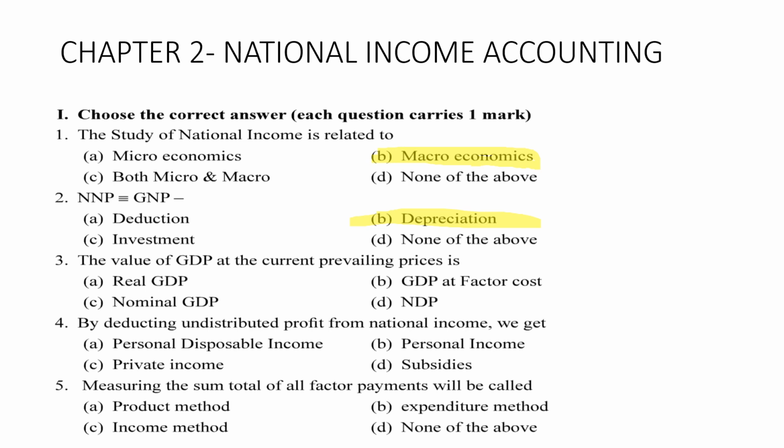Third one, the value of GDP at the current prevailing prices is. So current prevailing prices, we call it as nominal GDP. Nominal GDP. Then by deducting undistributed profit from national income, we get. So if we subtract undistributed profit from national income, we will get the personal income, PI. So answer is option B here. Fifth one, measuring the sum total, see, sum total of all factor payments will be called. So that will be called income method. Option C.